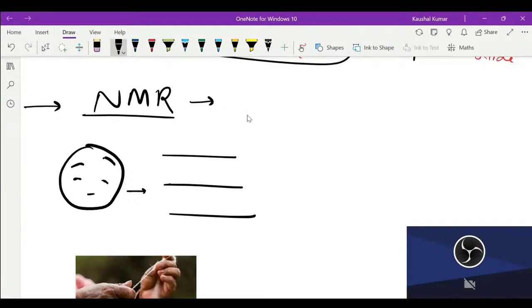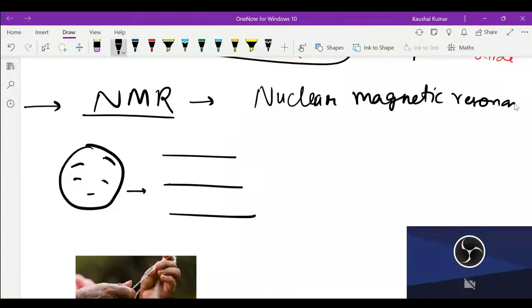Okay, so today we will read NMR, nuclear magnetic resonance. Nuclear magnetic resonance. So it is a spectroscopy technique.